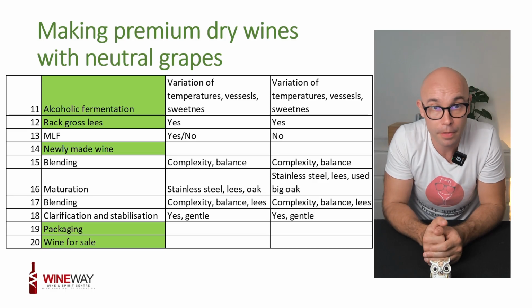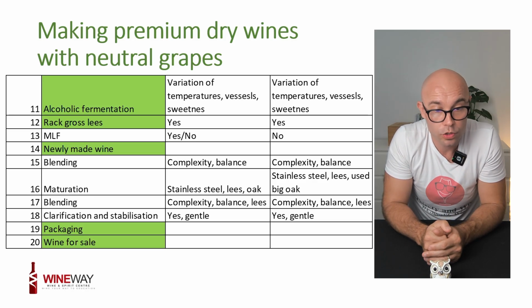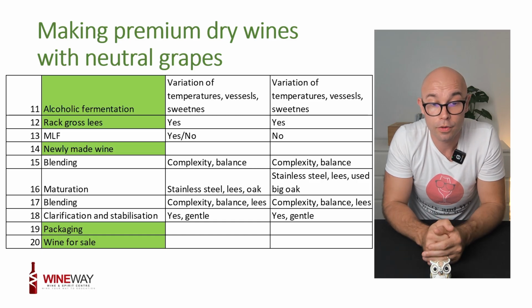So Chablis is not gonna go through malolactic conversion, versus the southern part of Burgundy, yes. California, in many cases, yes. Pinot Grigio, Pinot Gris style, does not go through malolactic conversion. You have the newly made wine, again, blending for complexity and balance.